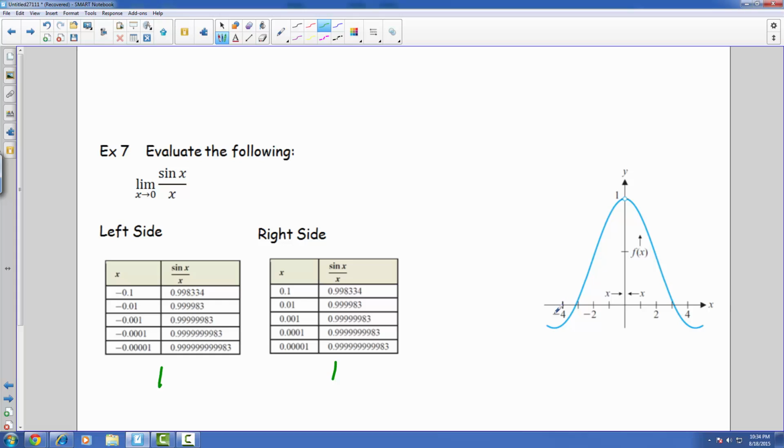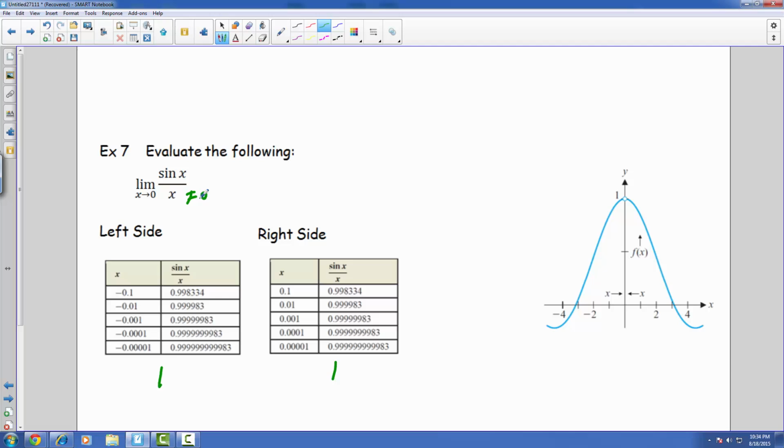Even from our graph, we can see that as we approach 0 from the left, it is in fact approaching that limit of 1. Likewise, from the right side, it's approaching that limit of 1. There is in fact a hole there. The reason is that if you set the bottom equal to 0, you would get an undefined statement, since x cannot be equal to 0. Now there is a hole there though.